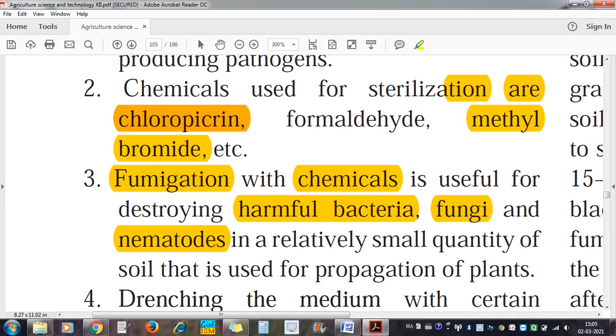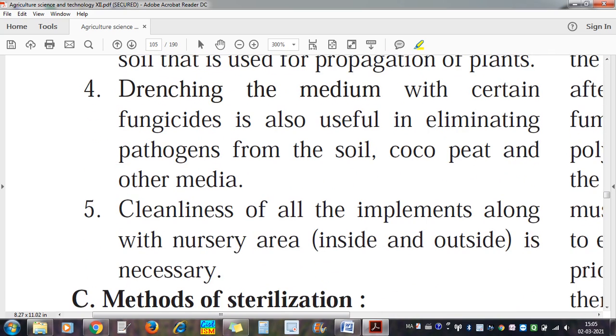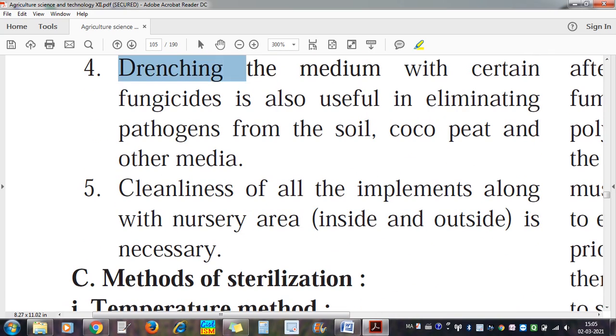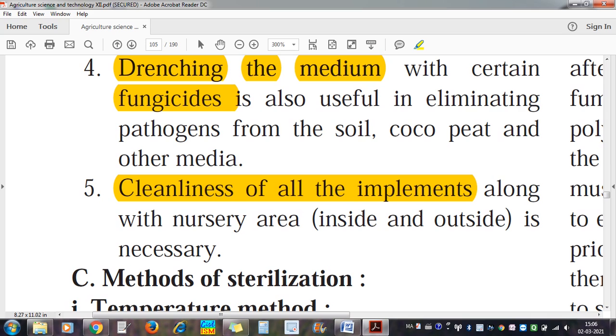Then, coming to another point, drenching the medium with some fungicides is also important. There are some soil-borne pathogens, and in the media or in compost there may also be some organisms causing diseases. So fungicides are to be used to drench the medium, and cleanliness of all implements is also very important to be done.